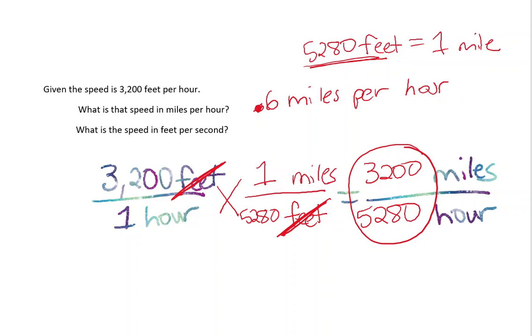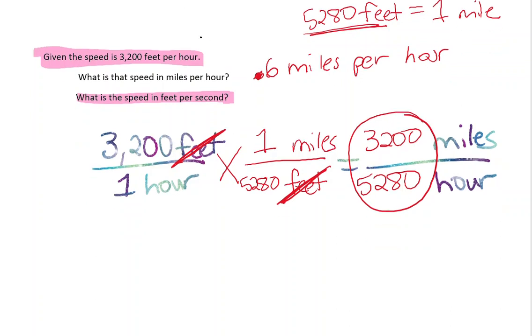Okay, this is the second part of the understanding speed video. So I'm picking up with where I left off from part one. We were given the speed is 3,200 feet per hour. We already determined that that speed is 0.6 miles per hour. Now we're going to determine the speed in feet per second. So let's look at how it would be different to determine feet per second.